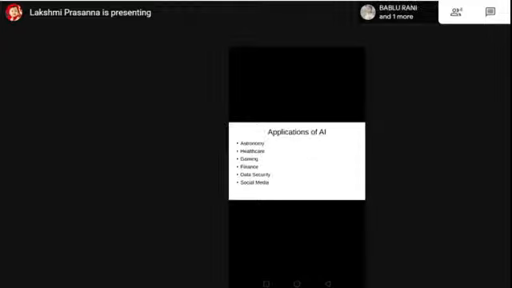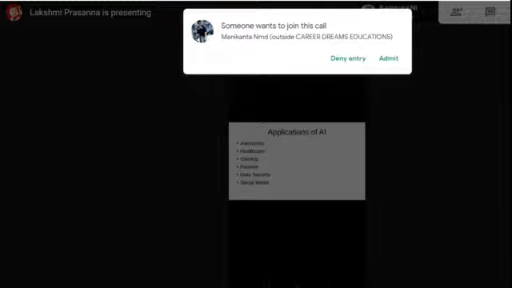Let's look into applications of AI. There is a wide range of applications in astronomy. In astronomy, we use AI to calculate the origin of Earth, its rotation, and everything. Then in healthcare systems, gaming, finance, and data security, because data is very huge and it should be handled very carefully. Like Instagram and Facebook, there are lots of accounts and we need to take care of every person's data. So here we use AI.